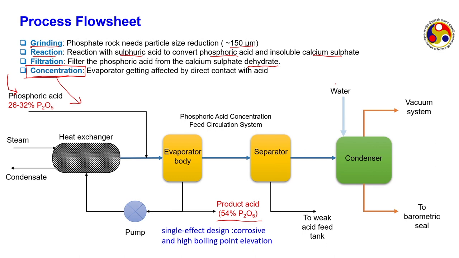So with the condenser, you reject it to a barometric seal. What do you mean by the barometric seal? It is basically a low pressure drain. Here you collect all the remaining impurities, because you apply vacuum on top of it, and the remaining waste gas may be passed back to the scrubber and sent to the atmosphere after necessary recovery. So this is the entire system.